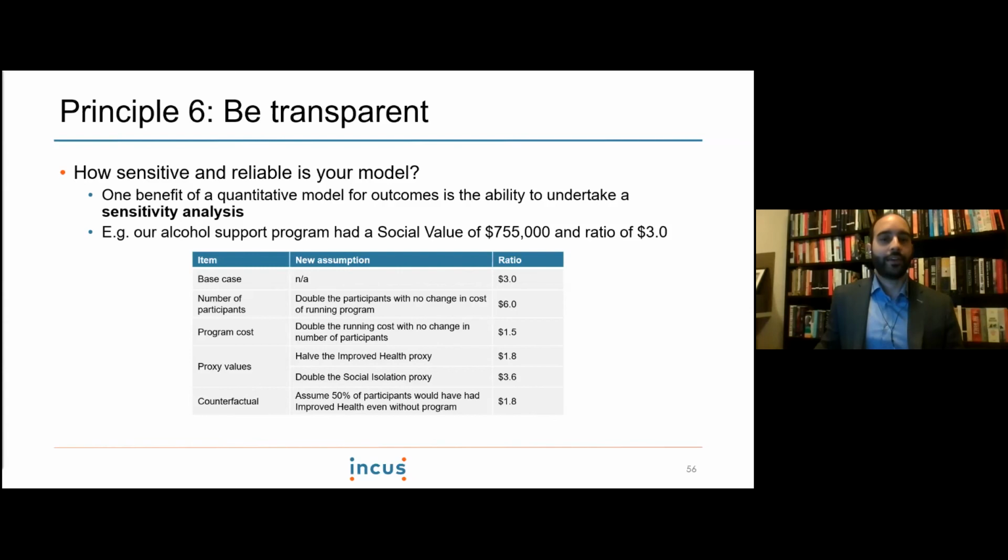If we decided that half of those participants would have had the improved health outcome even without the program, we could see the ratio would drop. So playing around with this is a really good way of validating for yourself that the assumptions you've made and the steps you've taken are right, but also demonstrates to people that you've taken into account what might happen in your model and gives them a sense of how well you've tried these different assumptions.